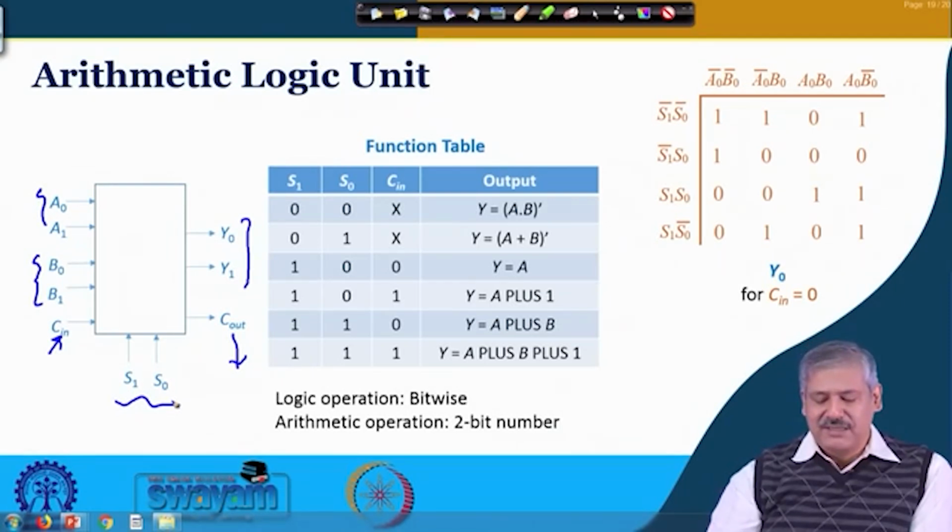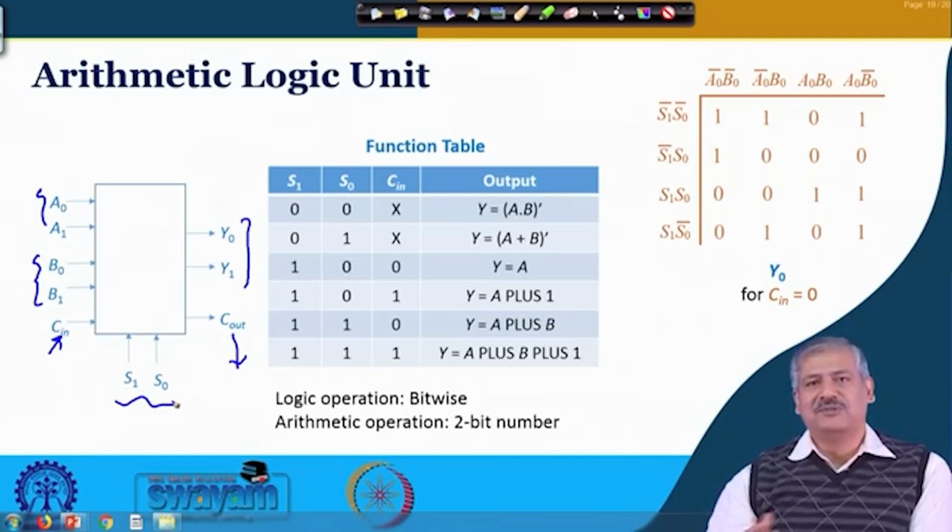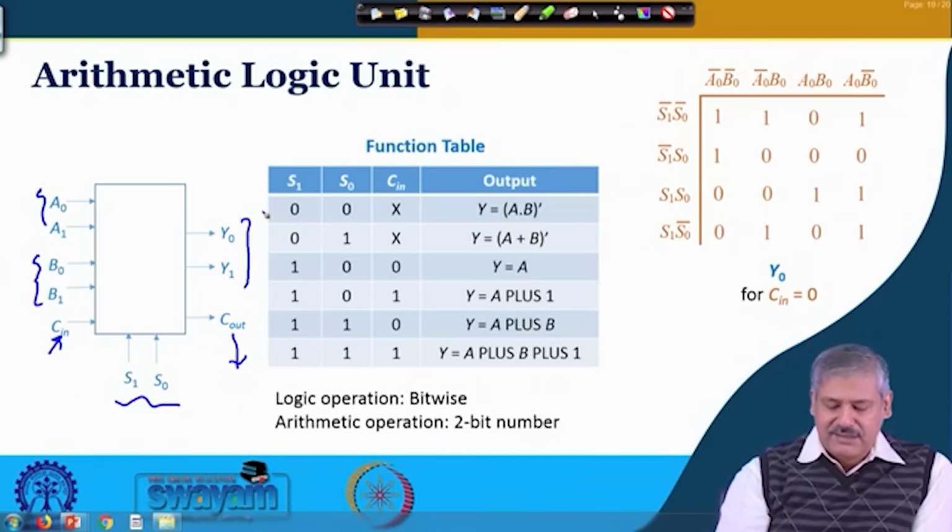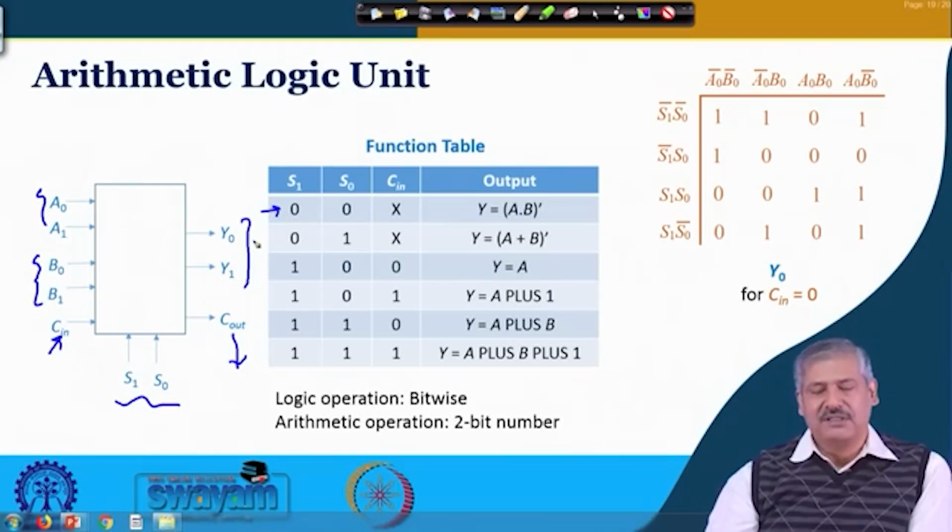So, what we see here, we look at a function table now. For S1 and S0 equal to 0 and 0, we ignore the carry in, we do not take the carry in into consideration at that time, and the output at that time is the NAND of A B.